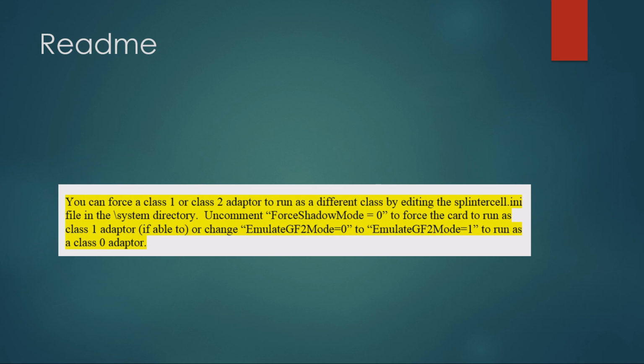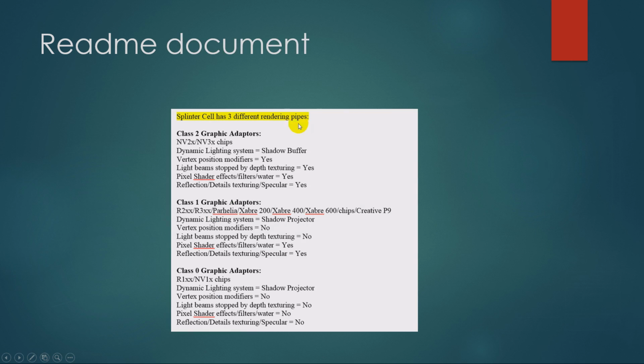Okay. Now, it also talks here that you can actually force the game, tell the game which shadow mode you want to use. There are 3 render pipes that the game supports: Class 2, Class 1, and Class 0. Class 0, that's really for if you have a video card that's older than the GeForce 3. So most of you probably don't run into that situation. So it's between the Class 2 and the Class 1. So that's basically the GeForce 3 and 4. And this talks about the FX, but the FX is a special case, which I will talk about later. So if you've got GeForce 3 or 4, it uses shadow buffers. But if you've got any other card, it uses shadow projectors.